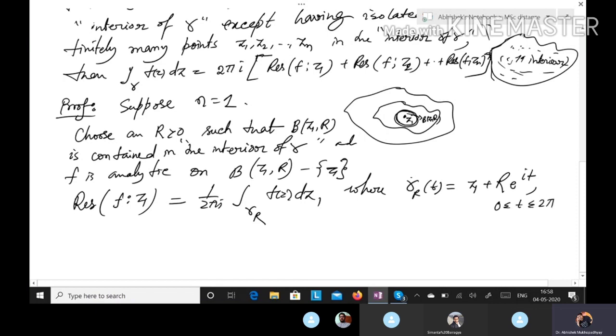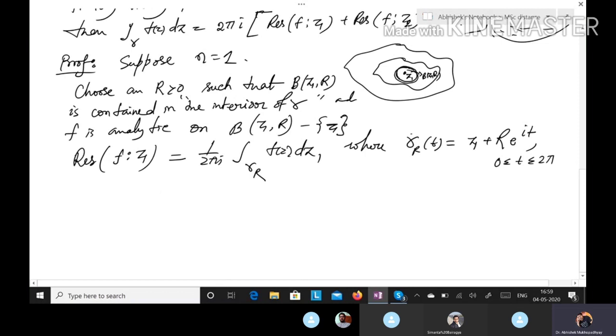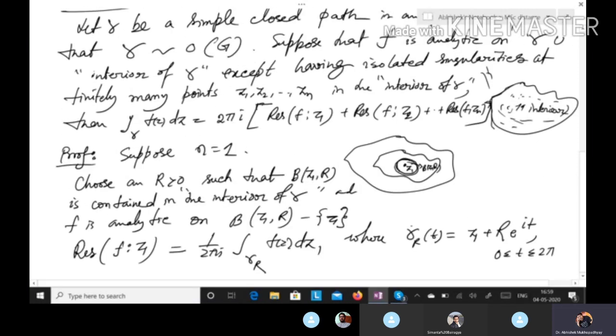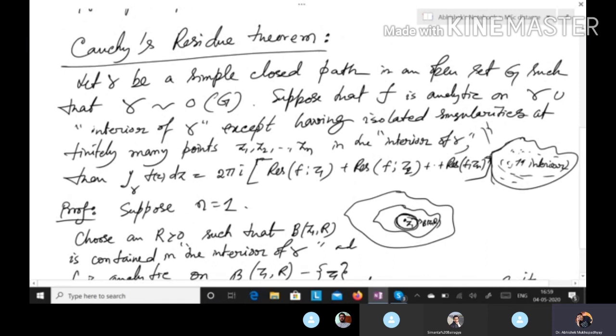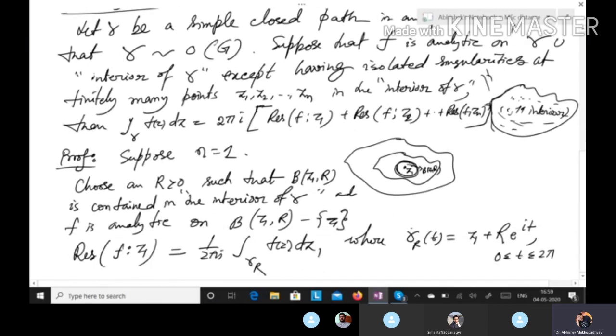Two pi. And also recall that since gamma is homotopic to 0, this path, this is gamma, so this path is homotopic to 0 inside G, and also this circle is also homotopic to 0, and since being homotopy is an equivalence relation, gamma is homotopic to gamma r.